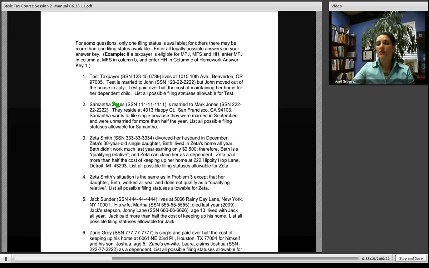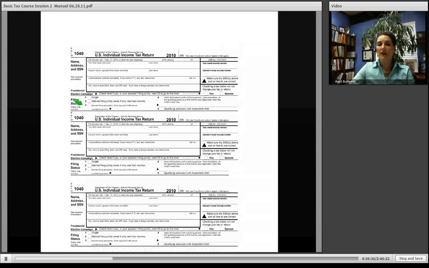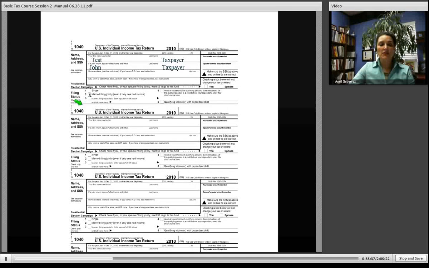Well, there are 2 filing statuses available for Samantha. They are married filing joint and married filing separate, and the fact that they were single for most of the year is not relevant because on the last day of the year, they were married. And so the best choice for Samantha and her new husband, Mark, is to file a joint return. So you're going to go back up to the next header in your manual and fill that out.